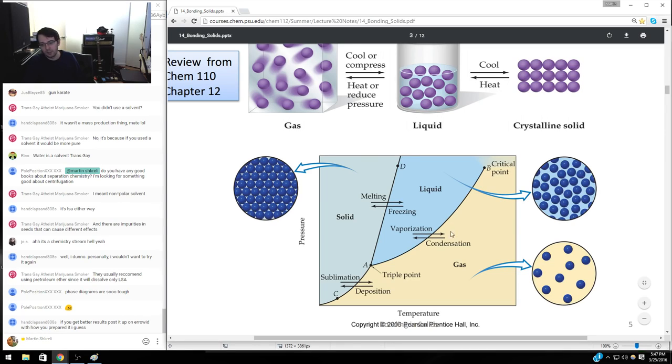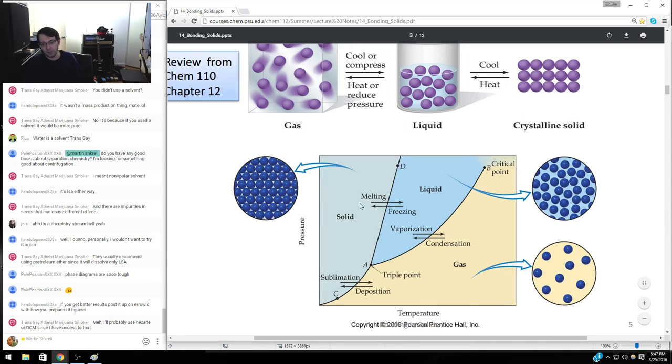And you can see that going from a liquid to a gas is vaporization or condensation. That's an equilibrium concept. Same thing from solid to liquid. It's either melting and freezing, depending on what side you're on. And then sublimation and deposition are the two opposite signs of going from a solid to a gas.